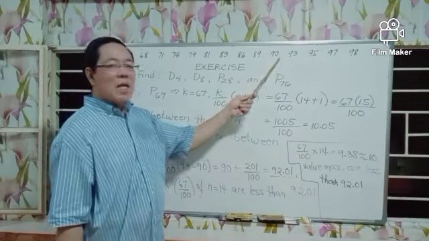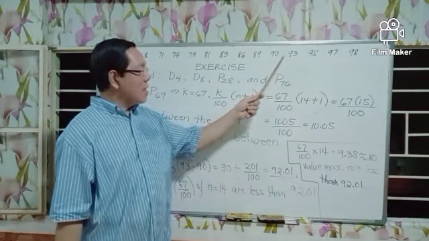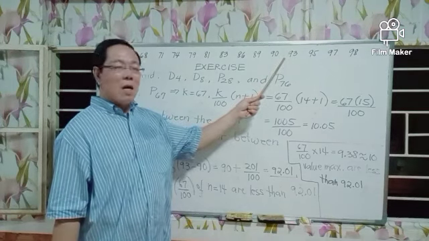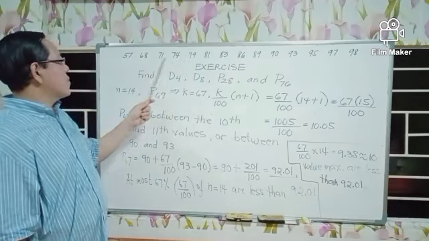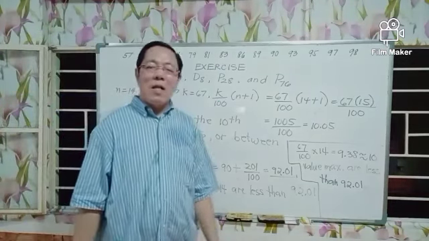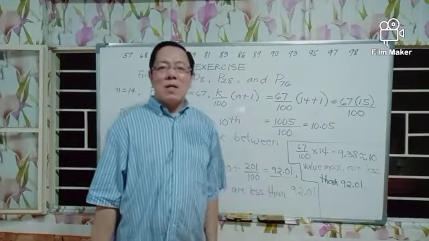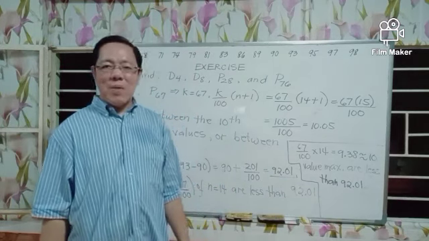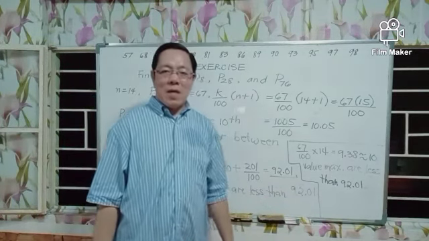92.01 is between 90 and 93, and the number of values that are less than 92.01 are 1, 2, 3, 4, 5, 6, 7, 8, 9, 10. We have 10 values that are less than 92.01. Thus, the value of our 67th percentile, 92.01, is correct.